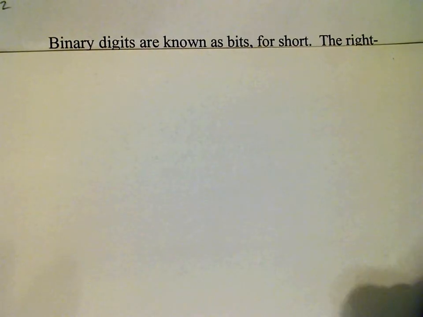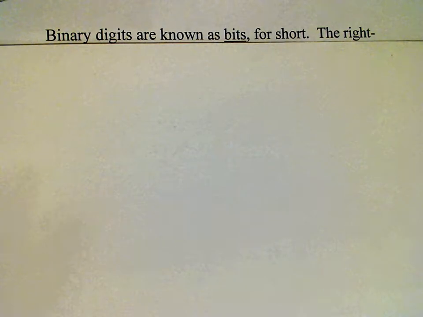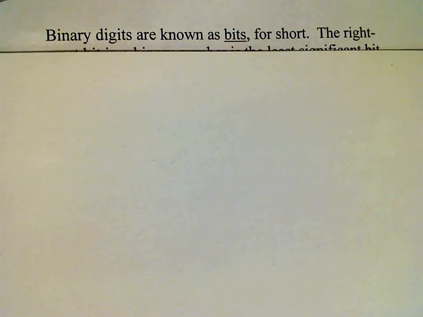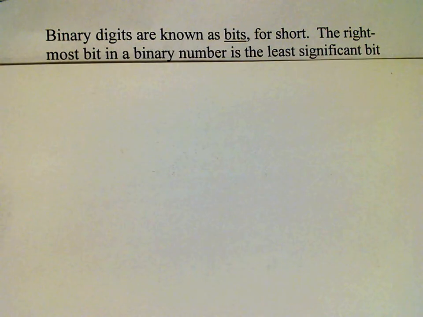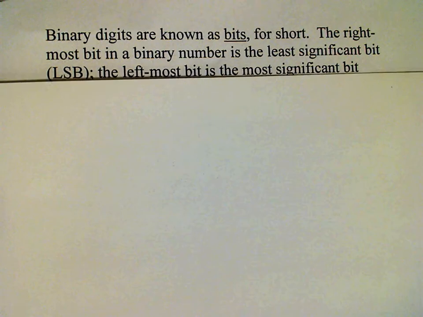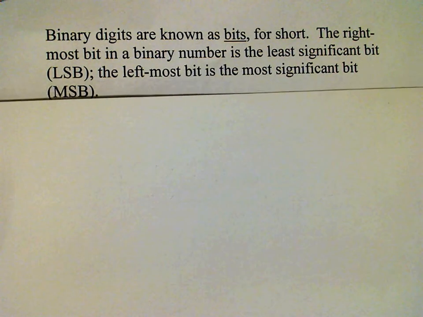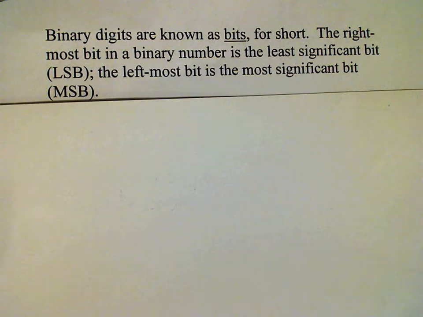Now, binary digits are also known as bits, and the rightmost bit in a binary number is known as the least significant bit, or LSB, and the leftmost bit is the most significant bit, or MSB.